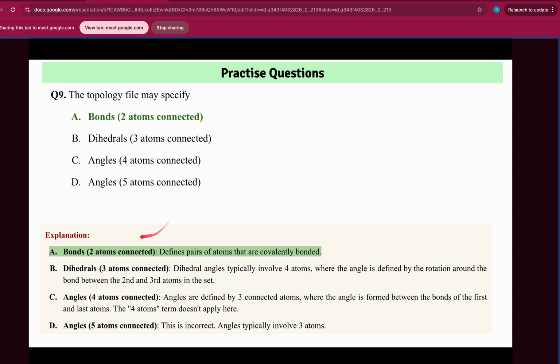Bonds means 2 atoms are connected, because we have seen that when we study dihedrals, they require 4 atoms. With 3 atoms we cannot make dihedrals, and for angles we require 3 atoms. So that's why the right answer is option A.